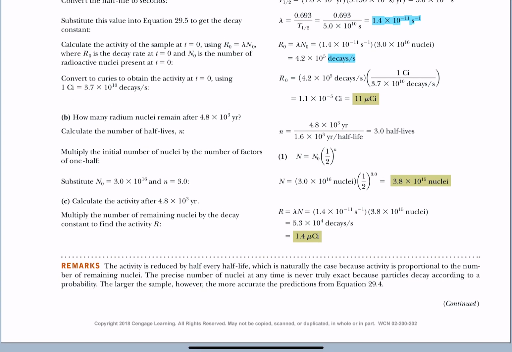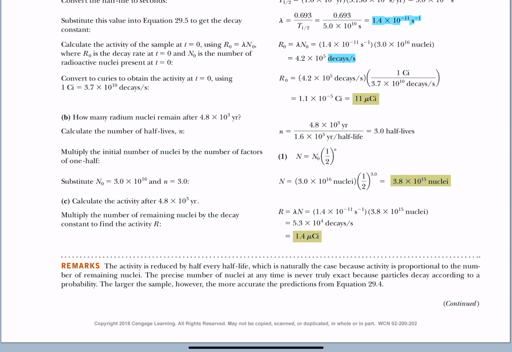Now, next, we take the 4.8 times 10 to the 3rd, which is the time frame the problem wants us to use to find out how many radium nuclei remain after that long period of time. If you know the half-life is 1.6 times 10 to the 3rd, you'll see that it goes into 4.8 times 10 to the 3rd 3 times. In other words, 4,800 years is the equivalent of 3 half-lives, where each half-life is 1,600 years.